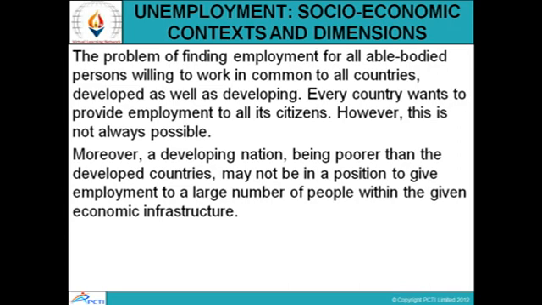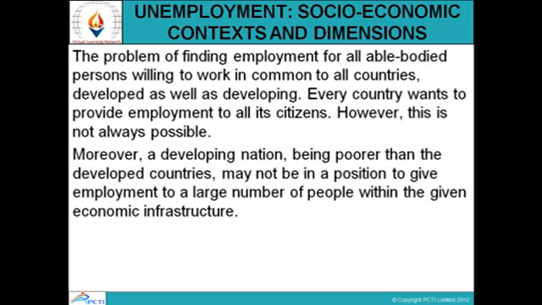The problem of finding employment for all able-bodied persons willing to work is common to all countries, developed as well as developing. Every country wants to provide employment to all its citizens. However, this is not always possible. Even developed countries like England and the USA face problems of unemployment. There are a large number of people who want to work but are unable to get jobs.